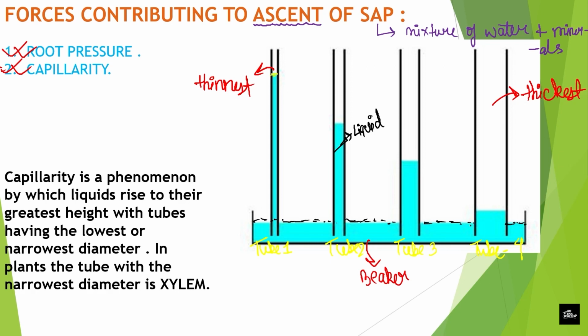The level of water is the highest, which is this. In tube 2, the level of water is slightly lesser than tube 1. In tube 3, the level of water is even lesser than tube 2. And in tube 4, the level of water is the least. This phenomenon is known as capillarity. It's a very simple phenomenon. There is no particular rocket science involved behind this phenomenon.